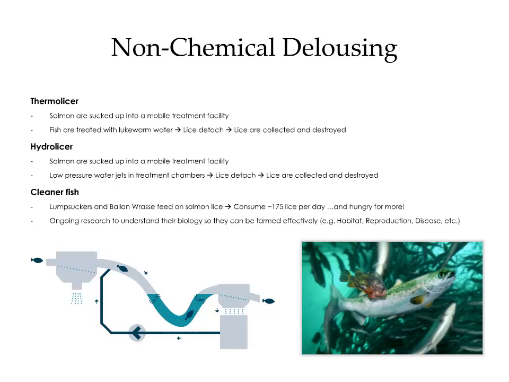In regards to cleaner fish, there are a number of species that feed on salmon lice, including lumpsuckers and ballan wrasse. These fish have voracious appetites and can consume up to 175 lice per day. At present, there is ongoing research into better understanding their biology so that they can be farmed effectively. Research topics include habitat, reproduction, and disease.